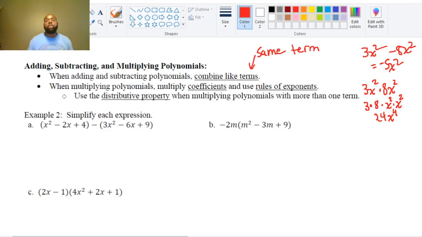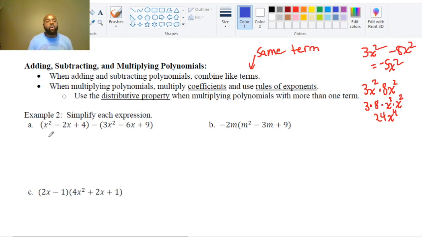That's what we do when we multiply polynomials, all right? Multiply the coefficients, and use your rules of exponents, all right? If the polynomials have more than one term, we're going to use the distributive property. So let's look at these three examples here.